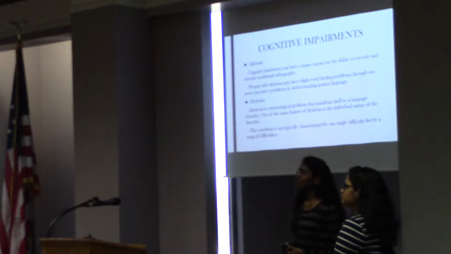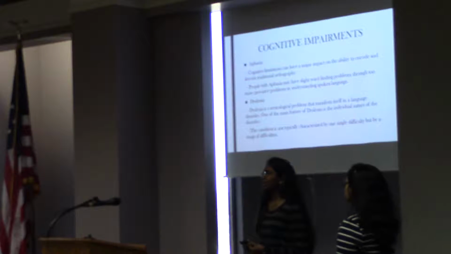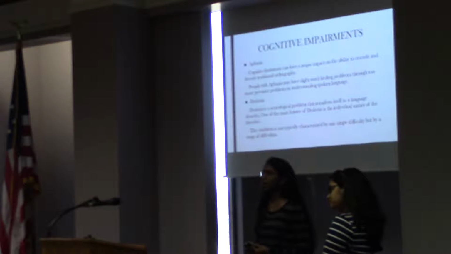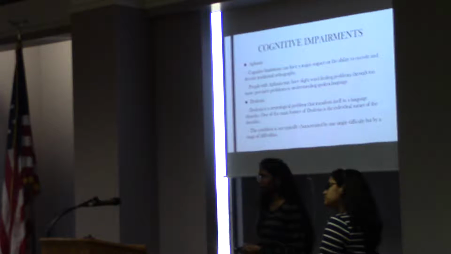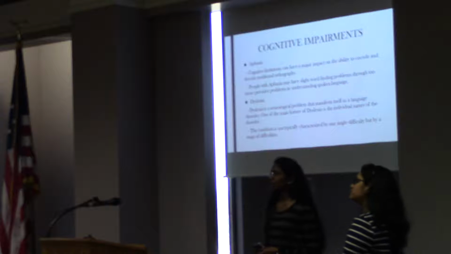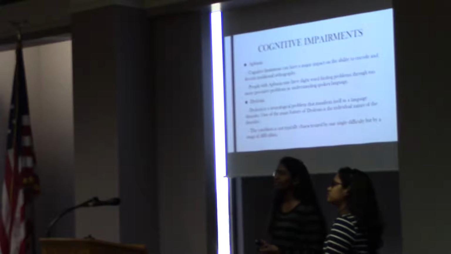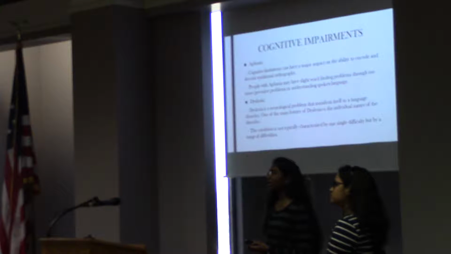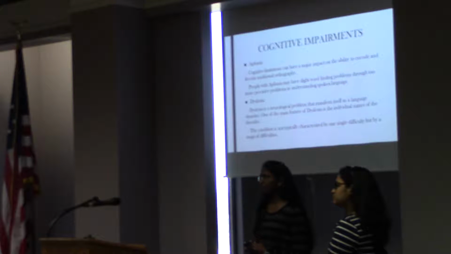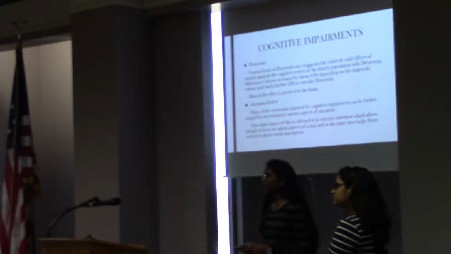And aphasia, these cognitive limitations can have a major impact on the ability to encode and decode traditional orthography. People with aphasia may have slight word-finding problems or more pervasive problems in understanding spoken language. Dyslexia is a neurological problem that manifests itself as a language disorder. One of the main features of dyslexia is the individual nature of the disorder. The condition is not typically characterized by a single difficulty but a range of difficulties.